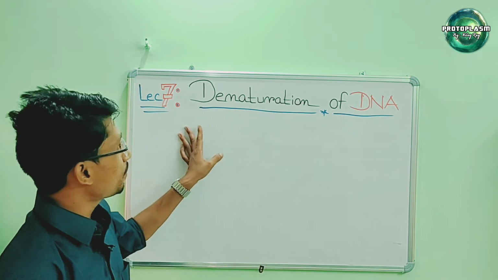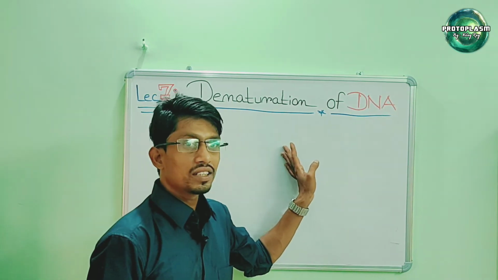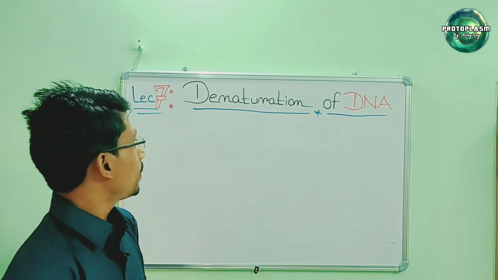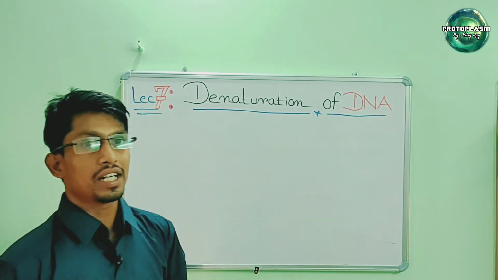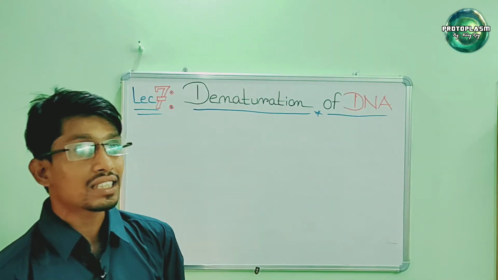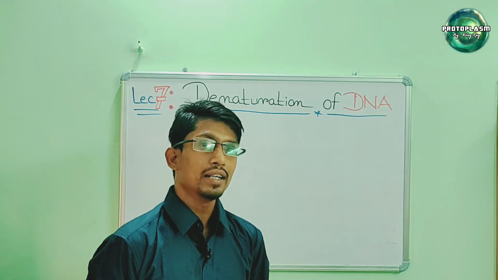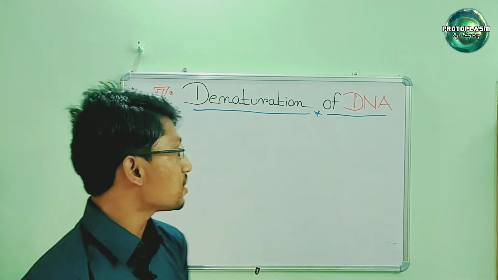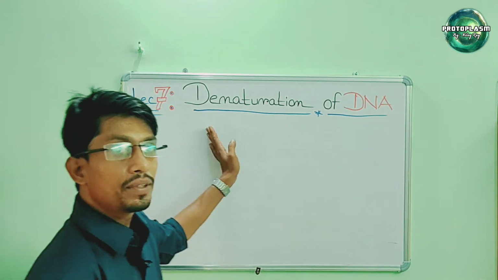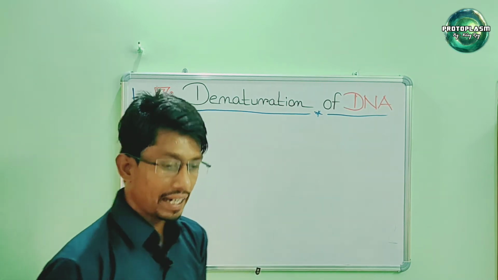Today, lecture 7, we will study about the denaturation of DNA. In the previous lecture, we studied about the experiment that proved DNA is the genetic material, by scientists Hershey and Chase. Today we will study about the property of denaturation of DNA.